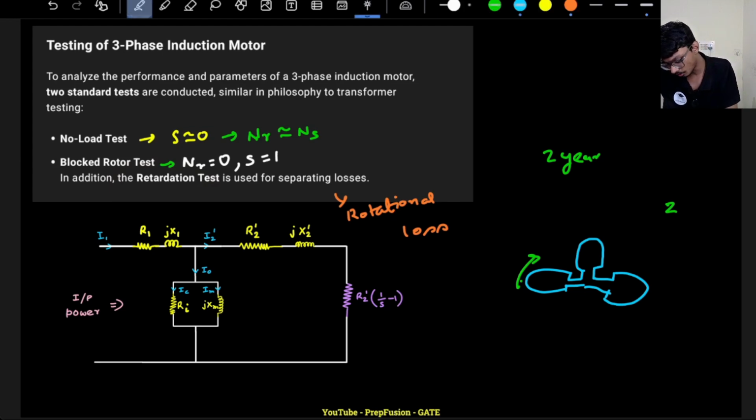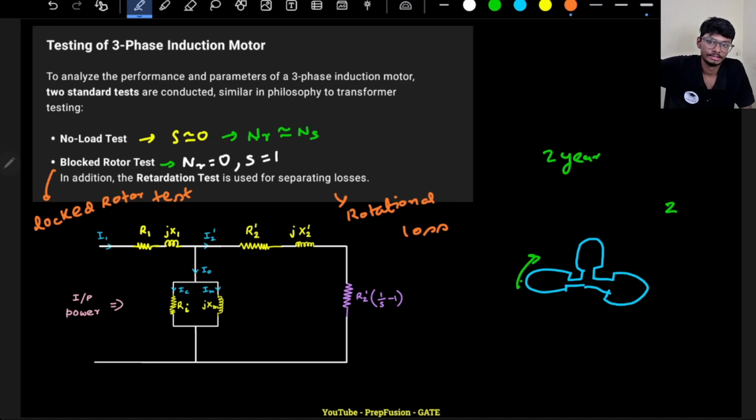Okay, so it is also called sometimes blocked or locked rotor test. It is also called the locked rotor test. So yeah, these are the things basically.